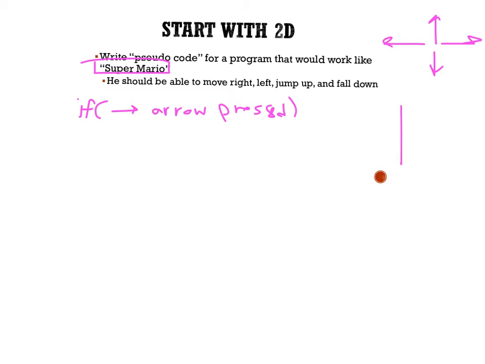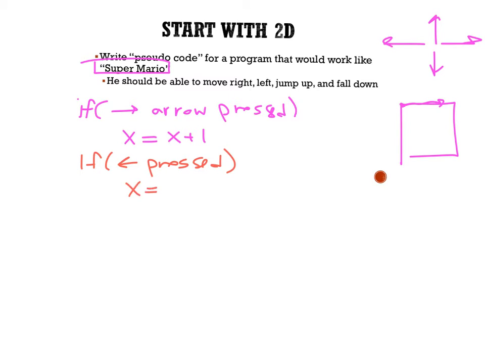Well, if I think about the coordinate plane, if the right arrow is pressed, I want him moving to the right, which means that x would need to increase. So I would say, okay, x would need to add 1. And then from there, okay, if the left arrow is pressed, what do I want to happen? Well, I want x to subtract 1 so that he'll move to the left.